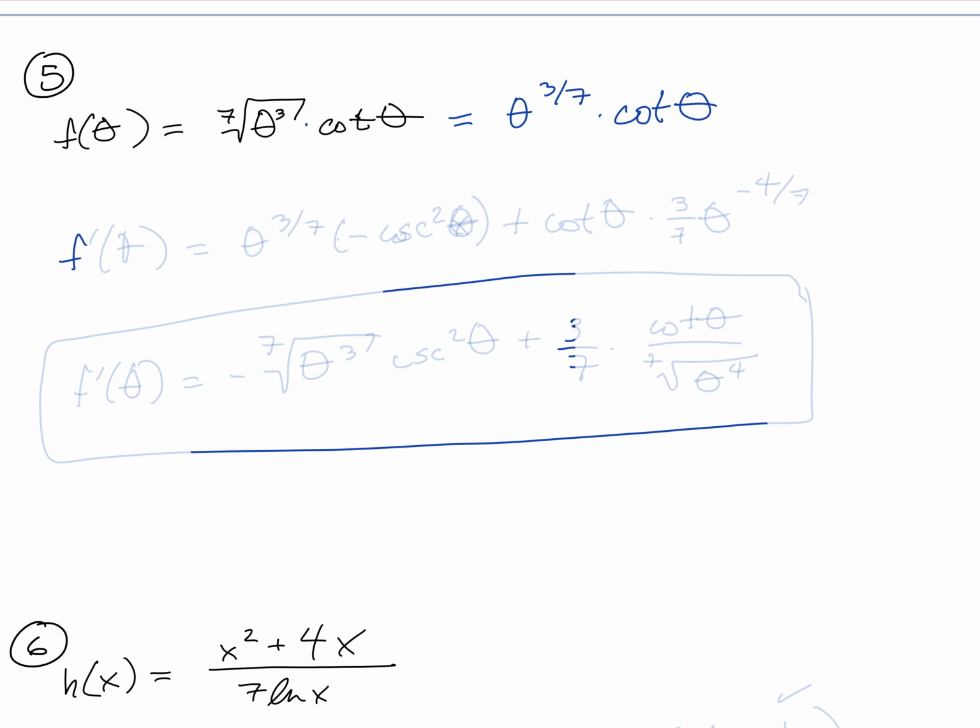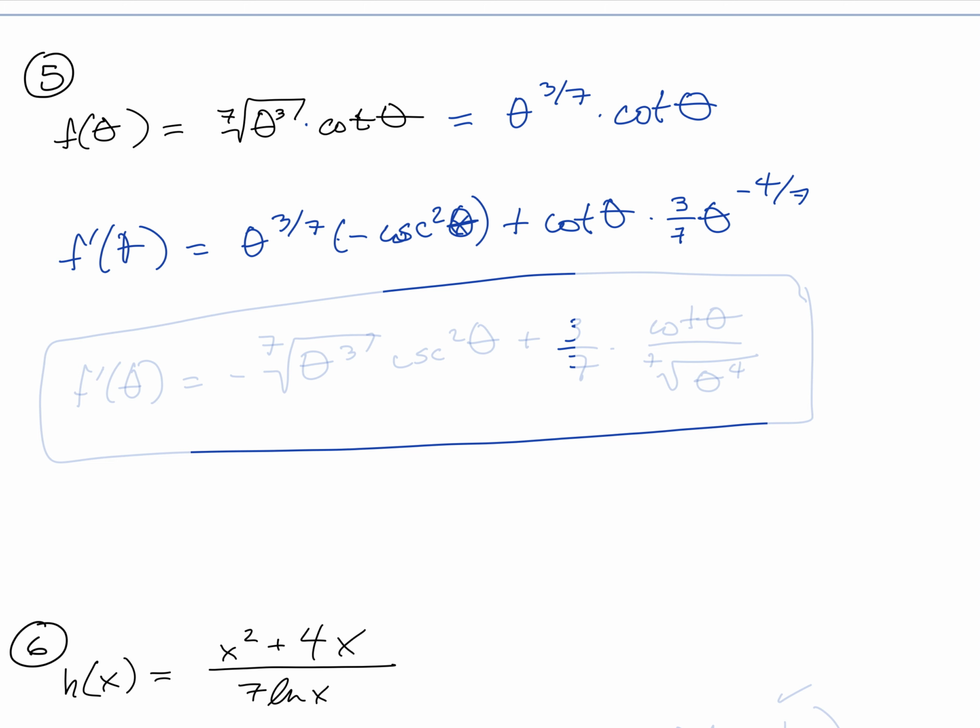And now I'm going to use the product rule to find that derivative. F prime of theta is the first times the derivative of the second. The derivative of cotangent is negative cosecant squared theta, negative cosecant squared. So first times the derivative of the second, plus the second, cotangent theta, and that was a theta, not an x, sorry, times the derivative of the first, using the power rule, 3/7 theta to the 3/7 minus 1, that's negative 4/7.